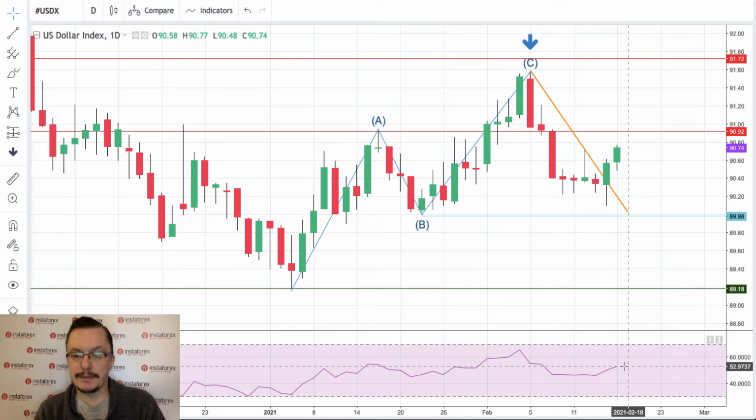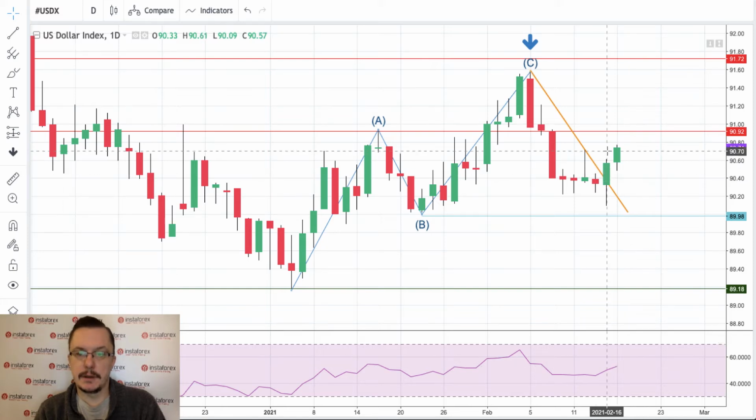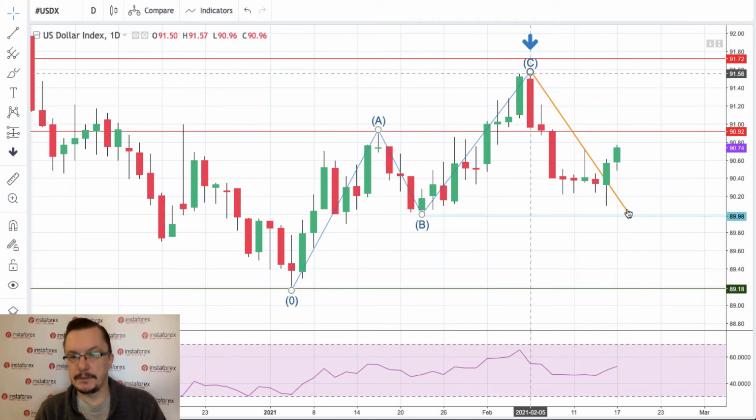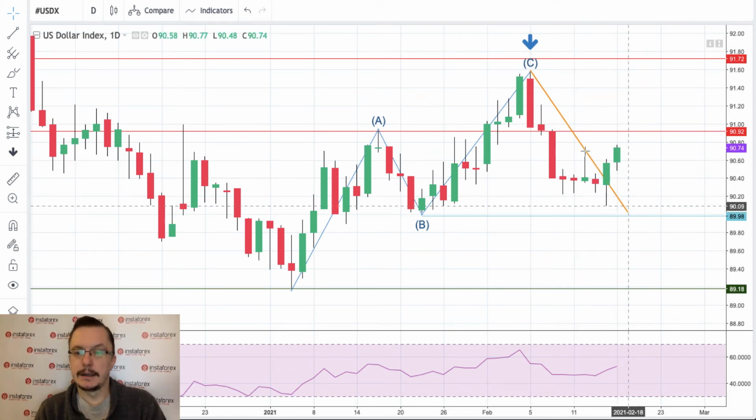Right now we are bouncing slightly above the neutral level, but the market is still trading below the old wave A top level at 90.92. So the short-term trend line has been violated, but please notice this was a weak trend line, so we might just delete this one. It's no longer necessary.